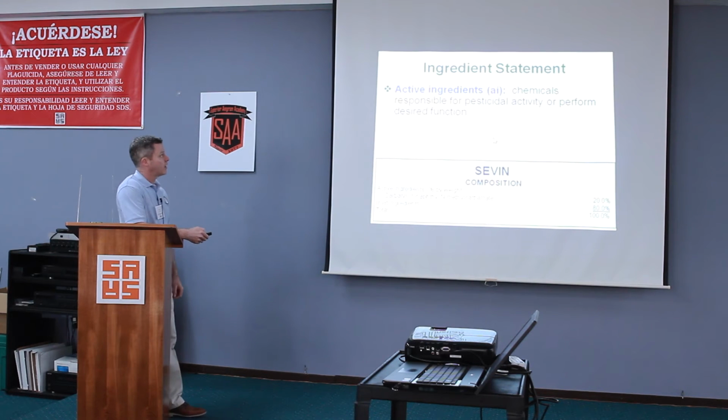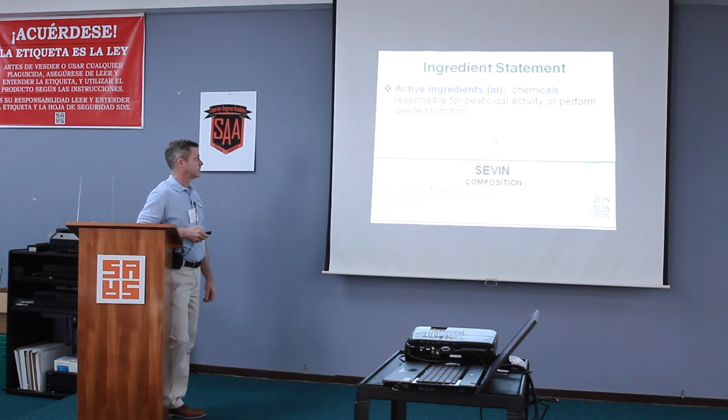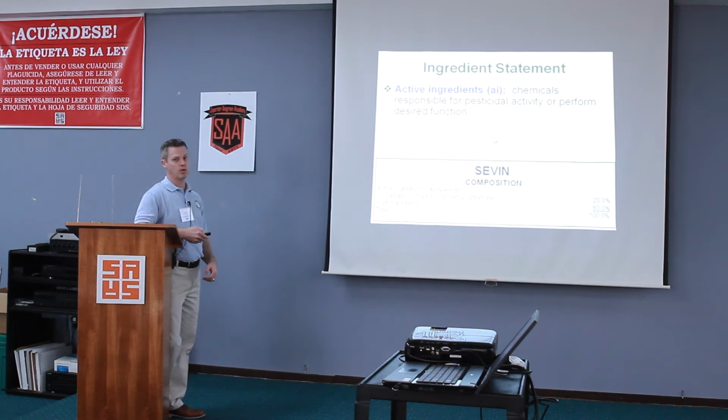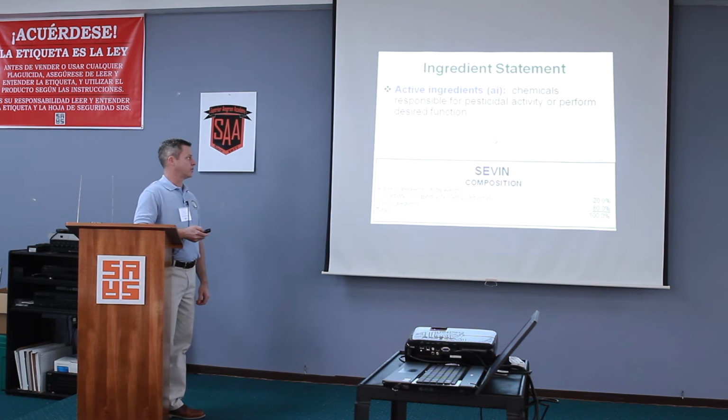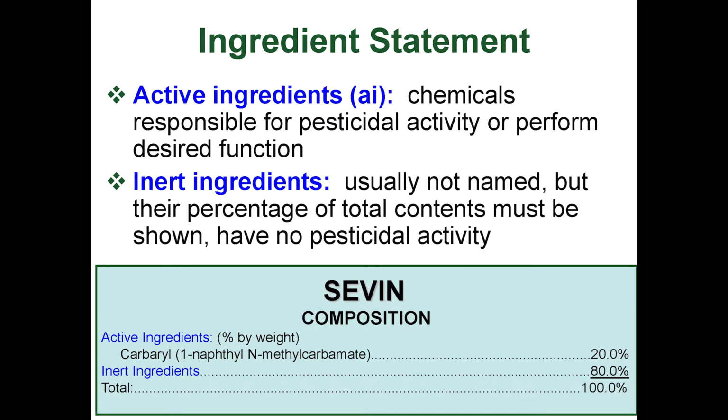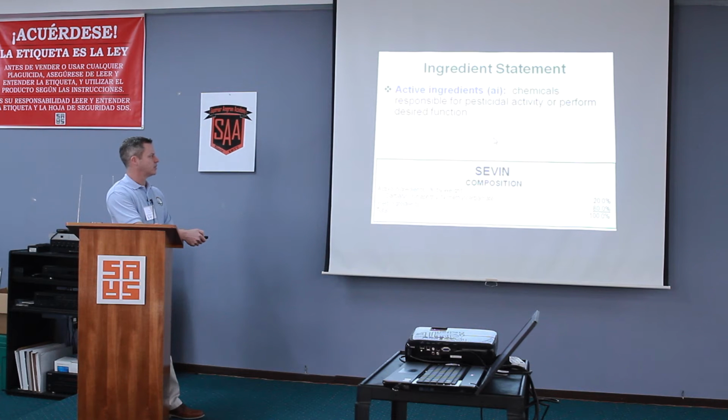Then all labels will have an ingredient statement. So the active ingredient is the chemical responsible for the performance or desired function of that pesticide. So in this example, this is the trade name, and the active ingredient is carbaryl.